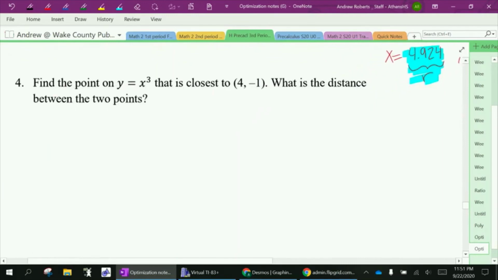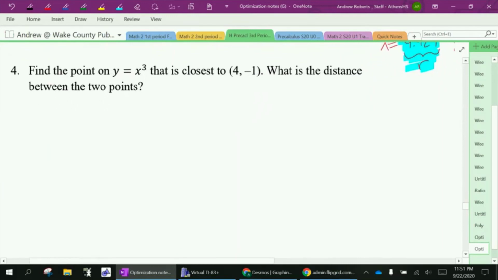Lastly, we're looking at a distance problem. Find the point on y equals x cubed closest to the point 4, -1. Now, if I draw a quick graph here, I know x cubed looks something kind of like this. And 4, -1, so 1, 2, 3, 4, -1. It's somewhere over here, okay? So I'm figuring out where on this graph is closest to that point.